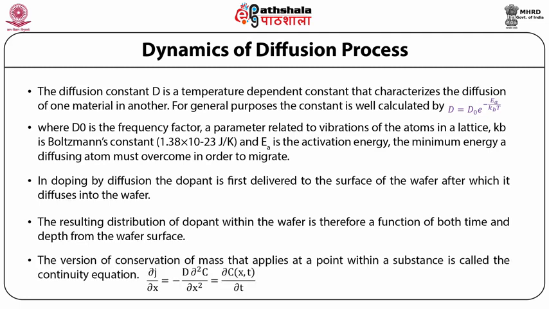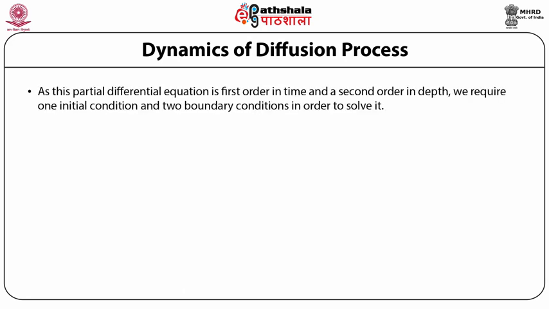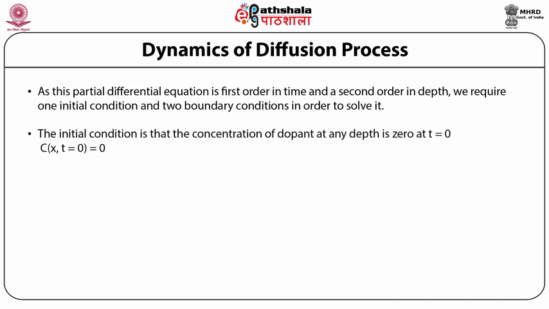The version of the conservation of mass that applies at a point within a substance is called the continuity equation. As this partial differential equation is first order in time and second order in depth, we require one initial condition and two boundary conditions in order to solve it. The initial condition is that the concentration of dopant at any depth is 0 at t equal to 0. That is, C(x,0) equals 0.